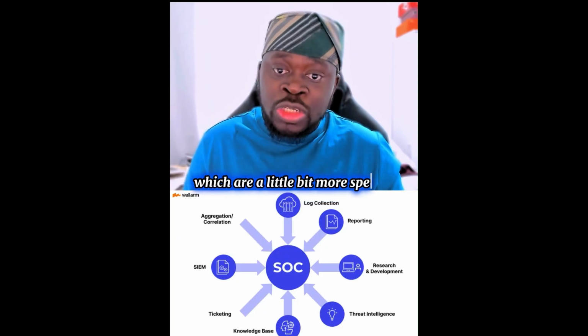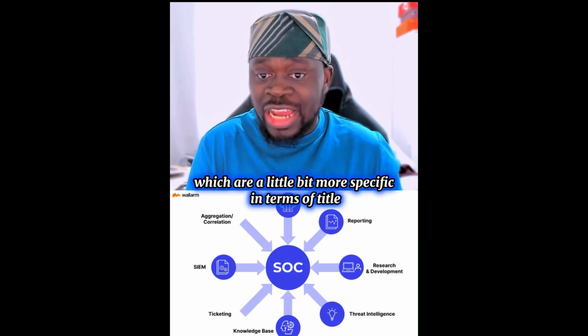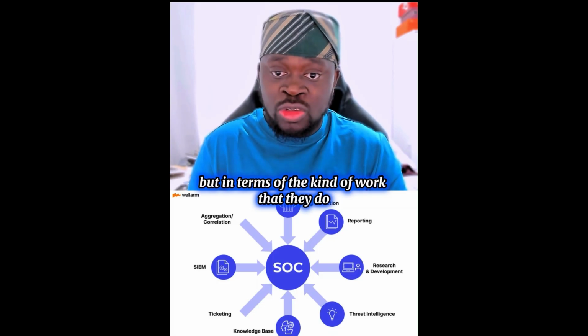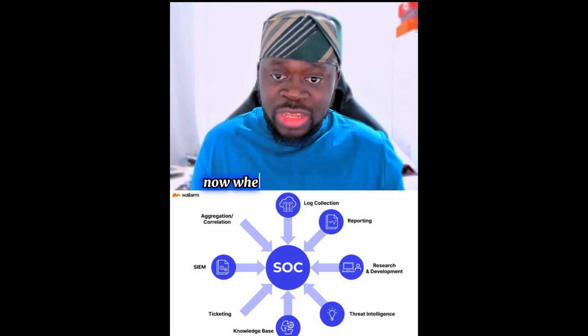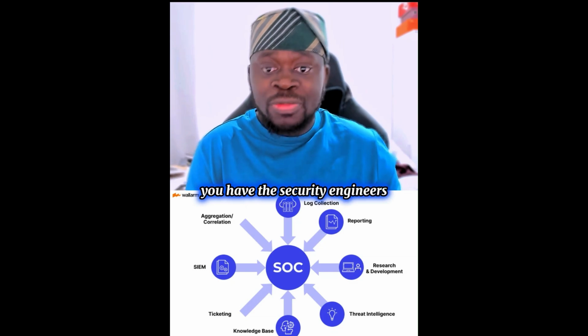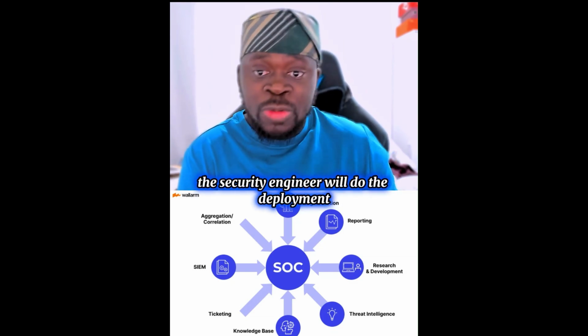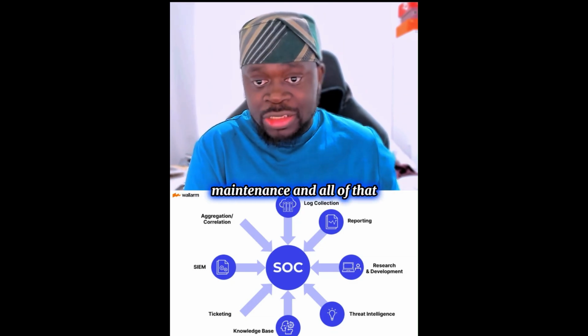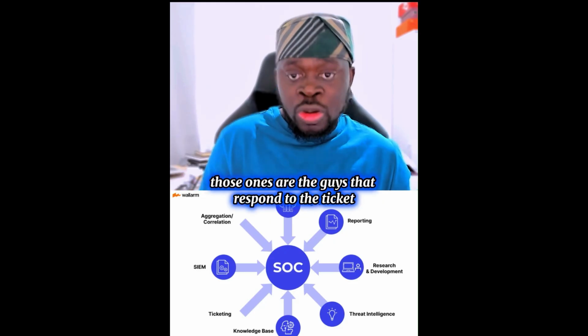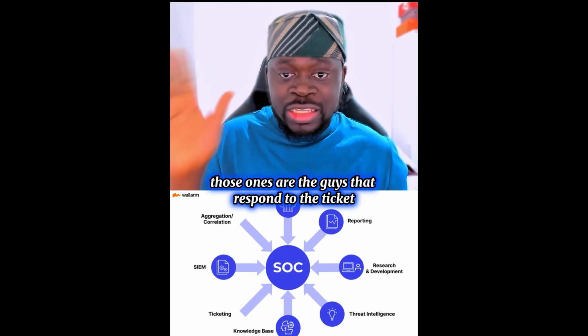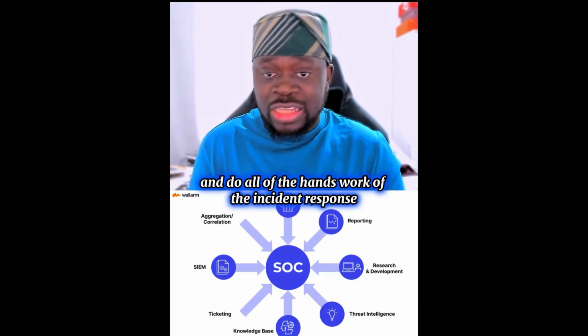There are other roles which are a little bit more specific in terms of title, but in terms of the kind of work that they do, these are the two parts that you have. Now, when it comes to the title part, you have the security engineers. The security engineer will do the deployment, maintenance, and all of that. And then you have the security analyst. Those ones are the guys that respond to the ticket and do all of the hands-on work of the incident response and all of that.